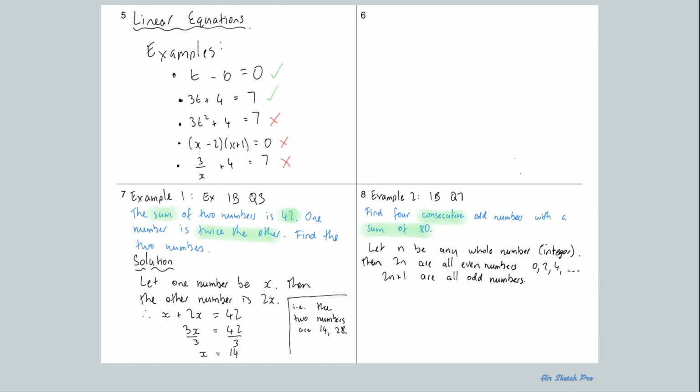So what about the consecutive nature of it then? We have 2n plus 1 as one of our odd numbers. Now, if that's the first one, what's the next odd number going to be? Well, it's two numbers over. So we're going to have to add 2 to 2n plus 1, and so we get 2n plus 3. And then we get 2n plus 5, and 2n plus 7. They're our four consecutive numbers, and they have to sum to 80.